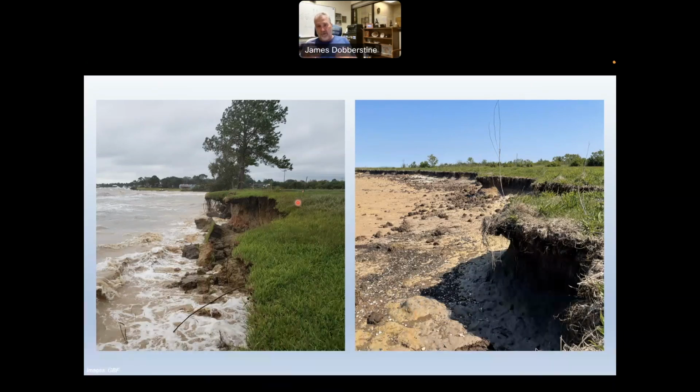And well, here you go, right? So these are both from Trinity Bay, so up near the Trinity River, and this is an area that gets a lot of wave fetch, especially in the wintertime. And you can see the undercutting that happens here.